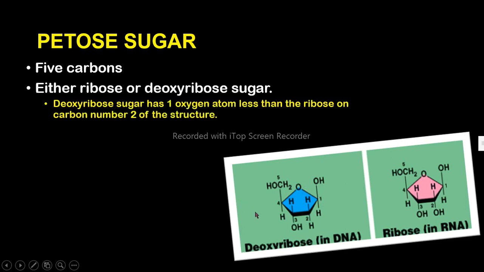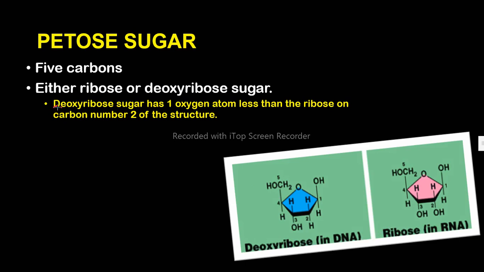So it occurs in 2 types. It's either a deoxyribose sugar, and it comes from de meaning removal, oxy, so it is oxygen removal. So a deoxyribose sugar is a ribose sugar that has 1 oxygen atom less than a ribose sugar, and the difference is simply on carbon number 2.